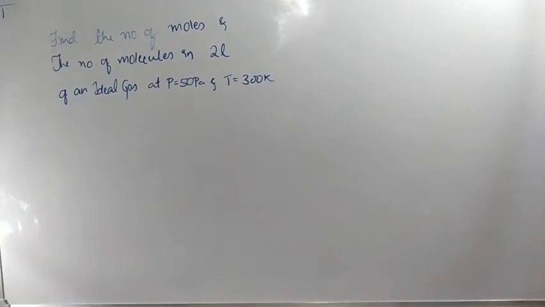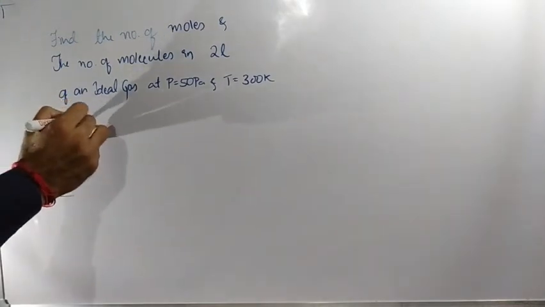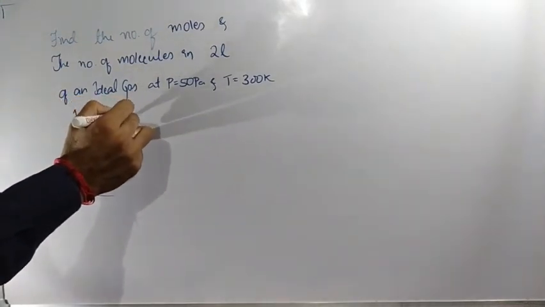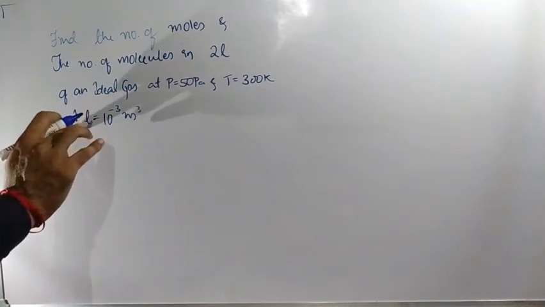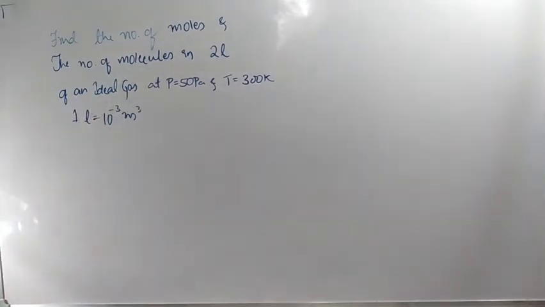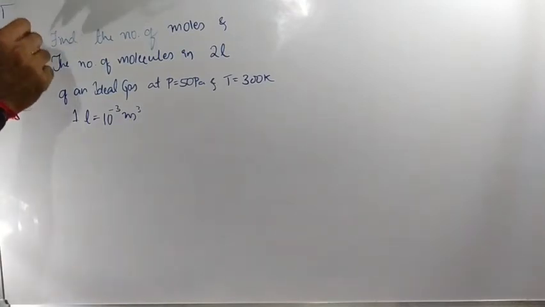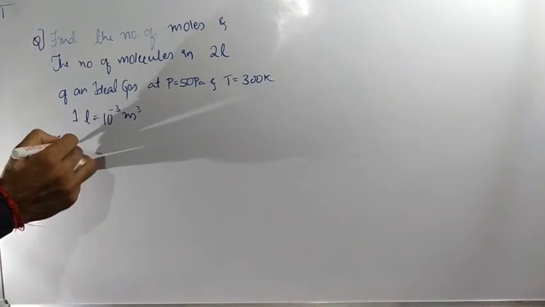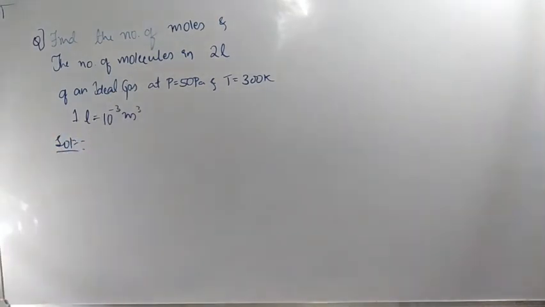So how to proceed with this question? First of all, write down what all the data they have given. 1 liter is nothing but 10 to the power of minus 3 meter cube in conversion of volume. Remember, 1 liter is nothing but 1 into 10 to the power of minus 3 meter cube. Now, this is the question part. Here you write down the solution part, and first write down all the quantities they have given in our question. Okay.